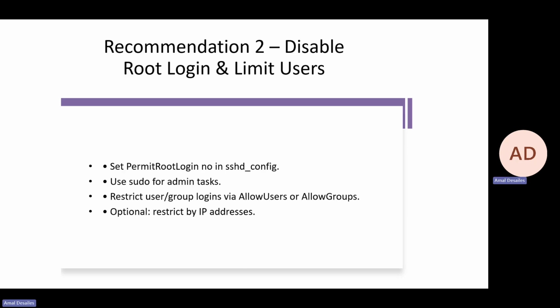My second recommendation is to disable root login or limit users. Disable root login by setting PermitRootLogin no. Instead, use a regular user account and elevate privileges with sudo. You can also restrict SSH access to specific users or groups using the AllowUsers or AllowGroups directives. For extra protection, limit connections by IP address if possible. This way, only trusted users and systems can access your server remotely.